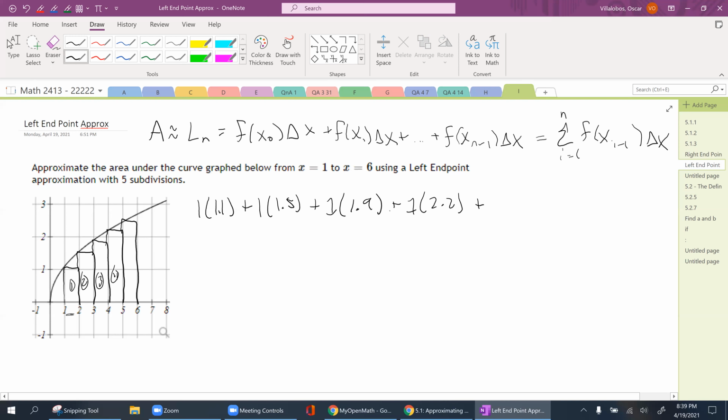And last but not least, my base is 1, and these are guesstimates. Open math is a little bit picky, but as long as you're within the area, you're fine. If it doesn't take it, I'll still give you credit based on your work submitted. And then the last one should be, we'll say, 2.4. You go ahead and add all these up.